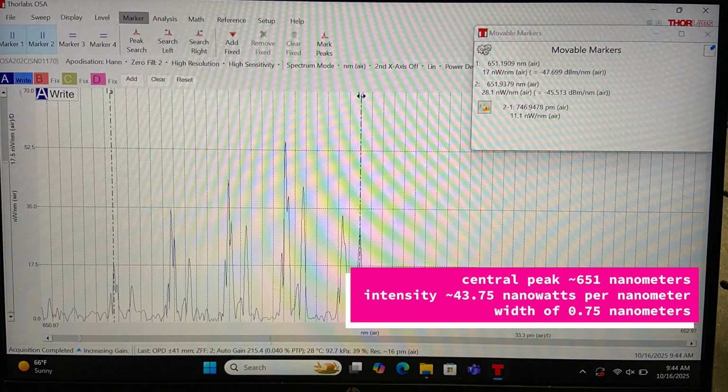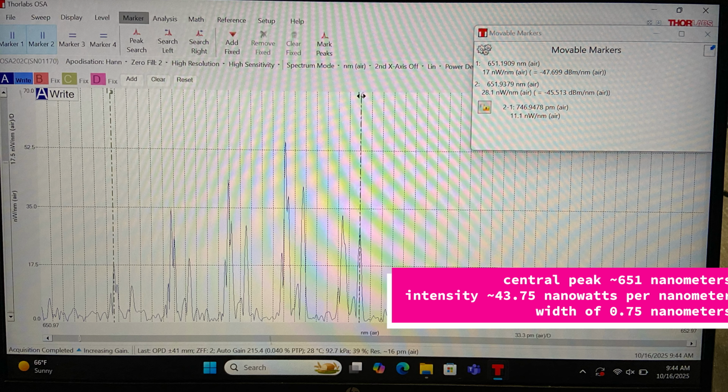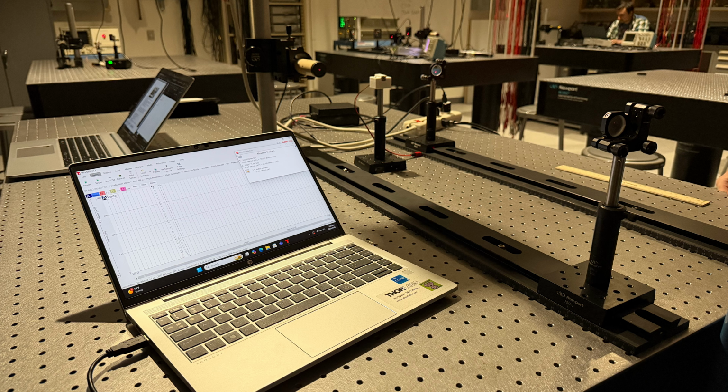The diode laser showed several peaks near 651 nanometers, a broader width of 0.75 nanometers, and a weaker intensity around 43.75 nanowatts per nanometer. These results showed the helium neon laser emitted a single wavelength, whereas the diode laser produced several wavelengths, indicating key differences in their outputs.